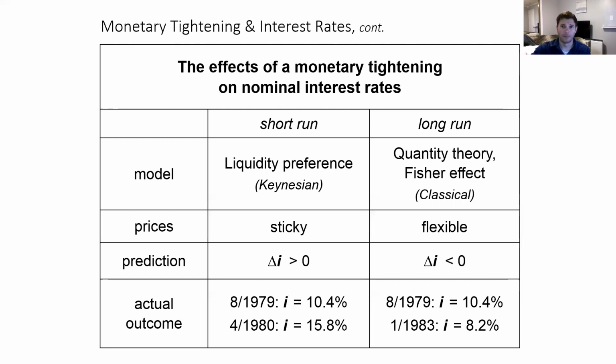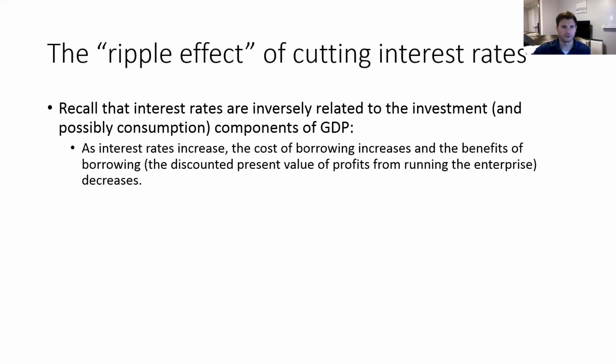I wanted to just wrap up by thinking about the ripple effect that is induced when the central bank cuts interest rates and how this is used to stimulate economic activity. And I know you guys have looked at some short-run models as well in some of the online homeworks. But recall that interest rates are inversely related to investment as well as consumption components of GDP potentially.